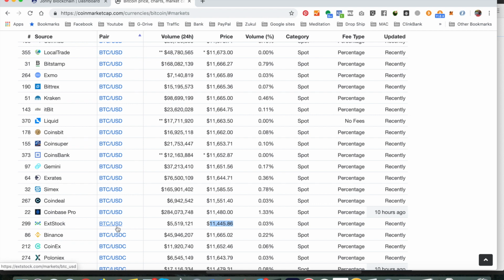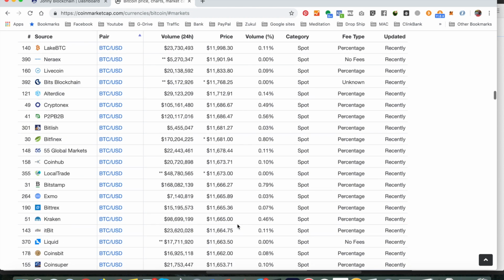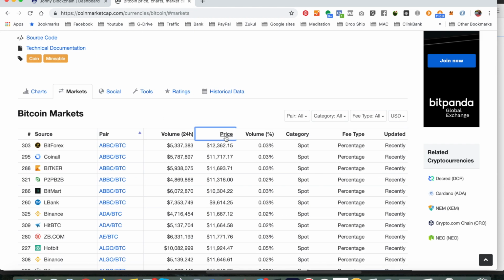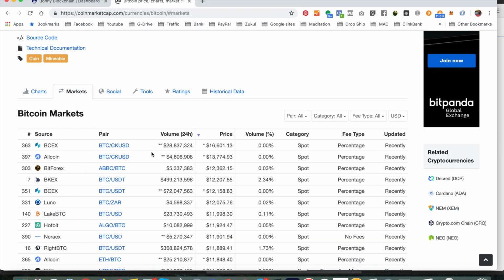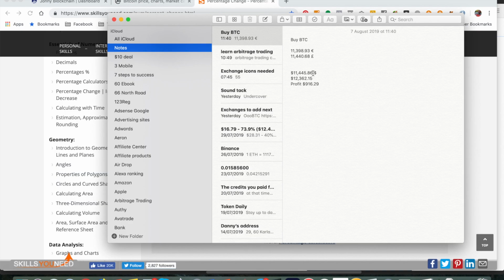Now, once you've done that and you hold your Bitcoin, the next thing you need to do is to see how you can sell it for a higher price. Well, you know that you've paid $11,445 for it. So let's come back up to the price and click here again. Now, what I could do is send that Bitcoin, once I bought it, over to this exchange here, which is the Bit4X, and sell it for $12,362. So let's see what the ROI was on that.